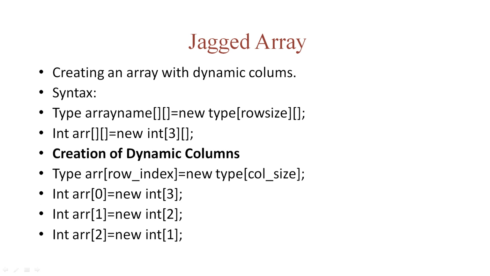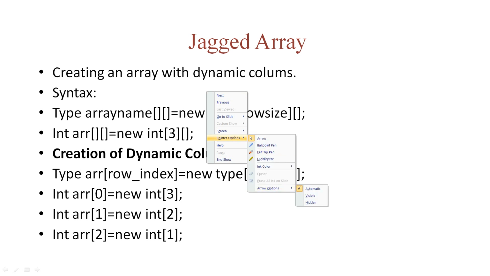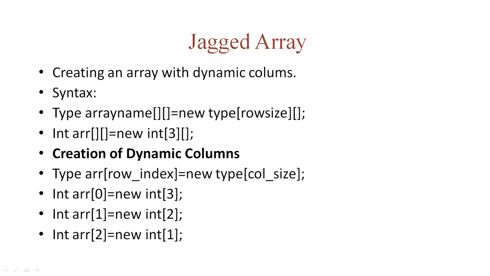So in the concept of jagged array, what is a jagged array? Creating an array with dynamic columns. The column size will be different from row to row. Up to now, all the rows have the same number of columns. Now, whenever you have a requirement with different columns for each row, it should also be possible in Java. That type of array is called a jagged array. Creating an array with a dynamic number of columns: the first row may have 3 columns, the second row may have 2 columns, the third row may have 1 column.